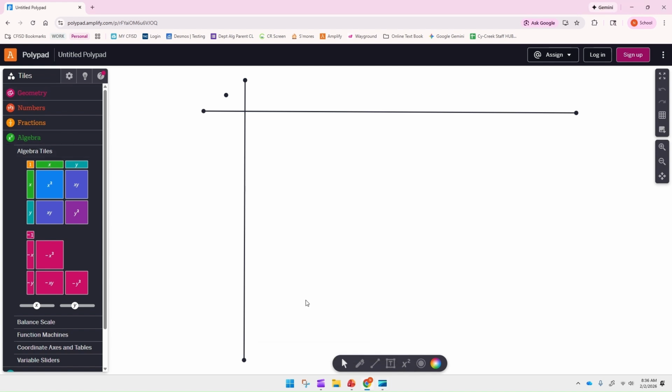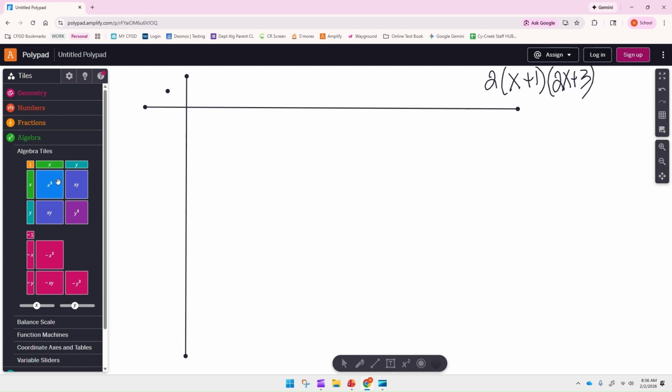So we have the problem 2 times x plus 1 times 2x plus 3. Let me pan this over. Now, I can do this a couple of ways. We can factor x plus 1 times x plus 3. You do have to understand that it can be represented multiple ways. You may be asked to represent the factors multiple ways.